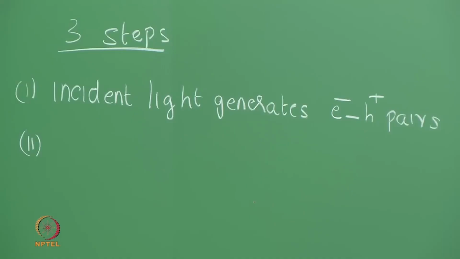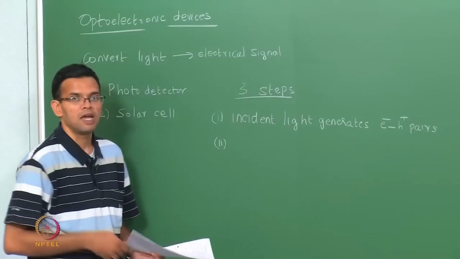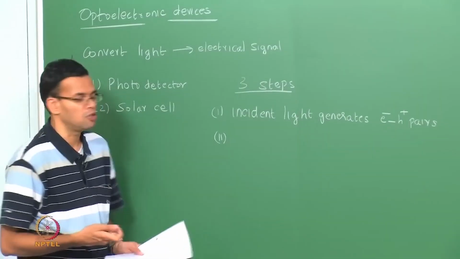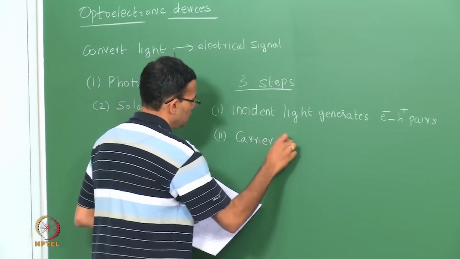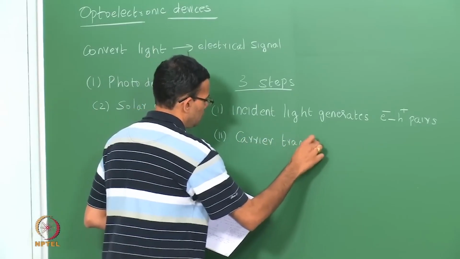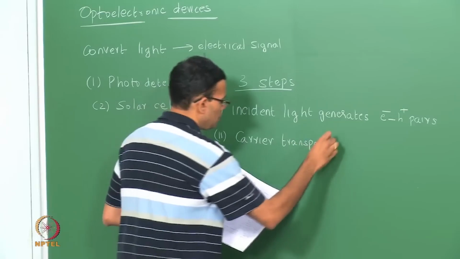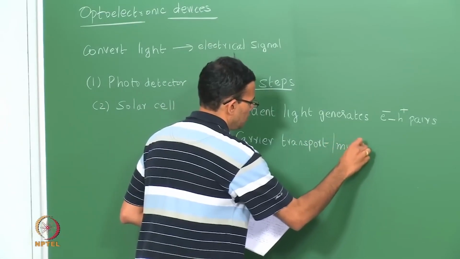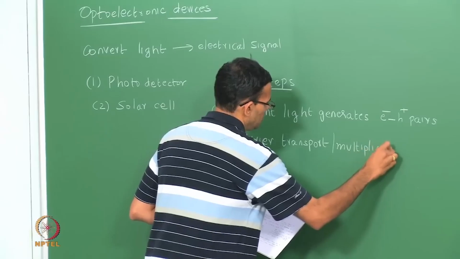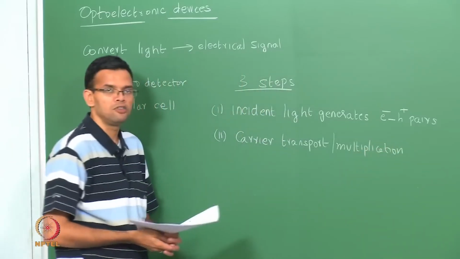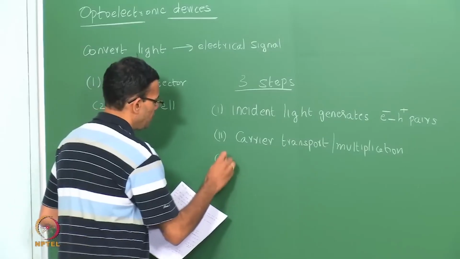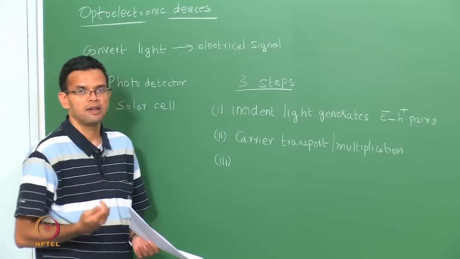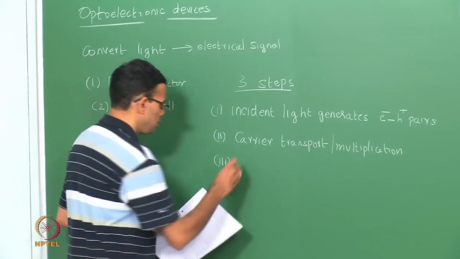Once these carriers are generated, they need to be transported to the respective electrodes. Sometimes some sort of carrier multiplication is also possible. So, you have both carrier transport and multiplication. Multiplication is usually called the gain. We will see gain in a minute. And then finally, these carriers are then extracted out of the device in the form of a current.